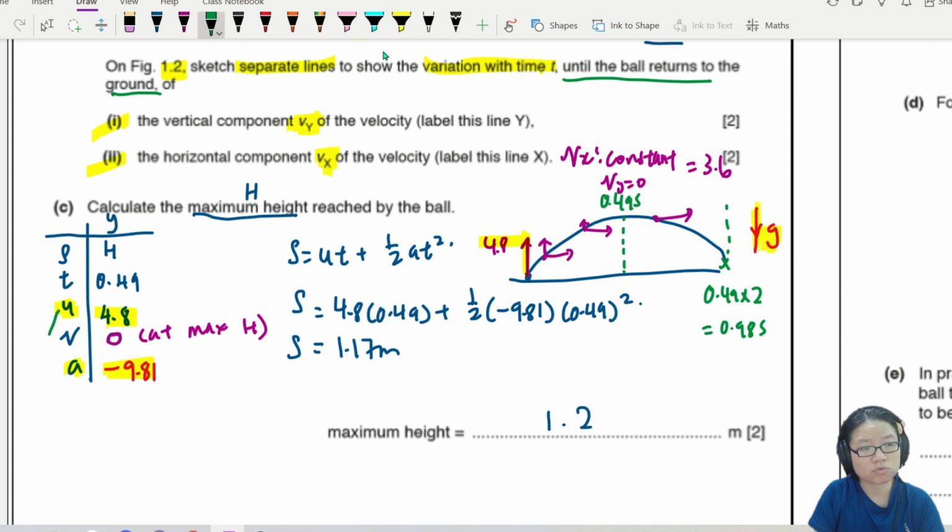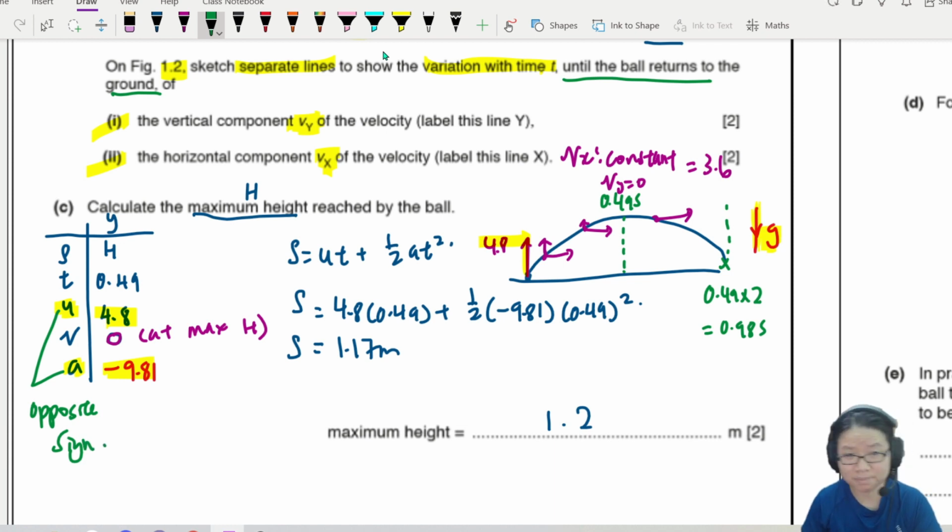So I write here for you. These two opposite sign. Because one is going up, then the other one is going down. Important, if not, you put different number here, you also wouldn't know. All right, so that's it for part C. Let's move on to part D.